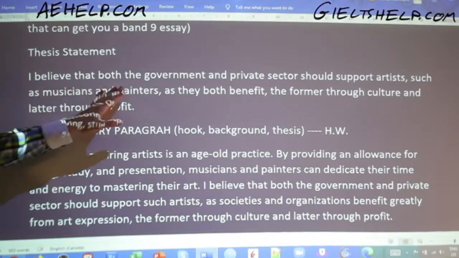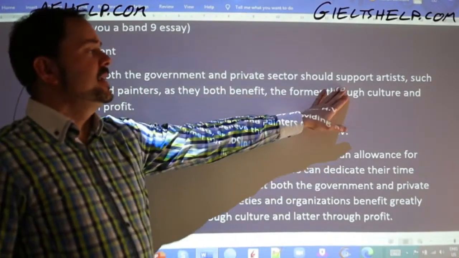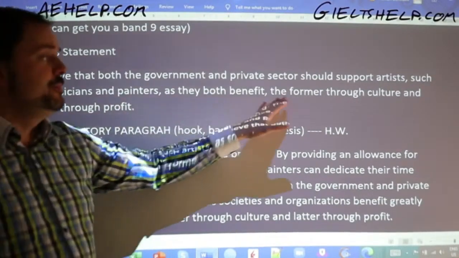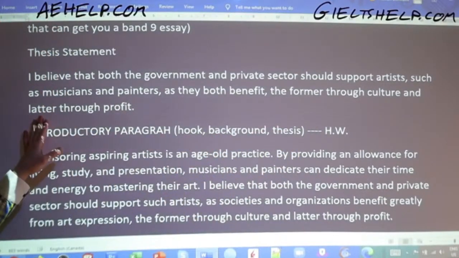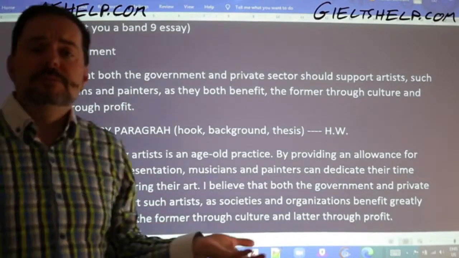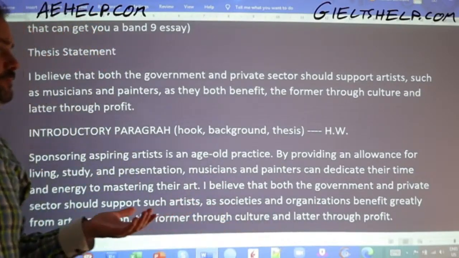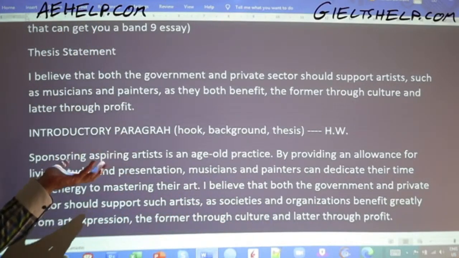I believe that both the government and private sector should support artists such as musicians and painters, as they both benefit, the former through culture and the latter through profit. So we basically said that while governments, when they support painters and artists, they build the culture of society, right?